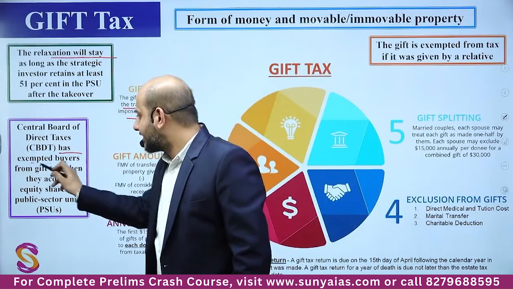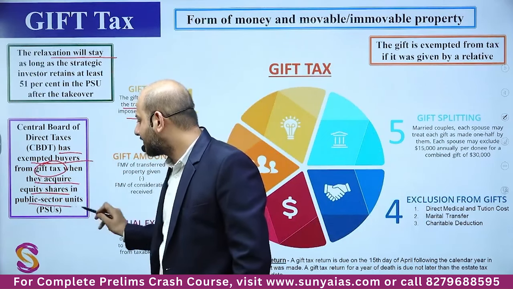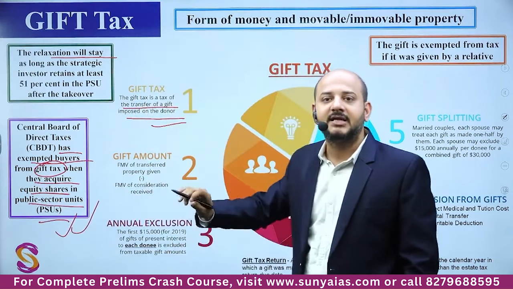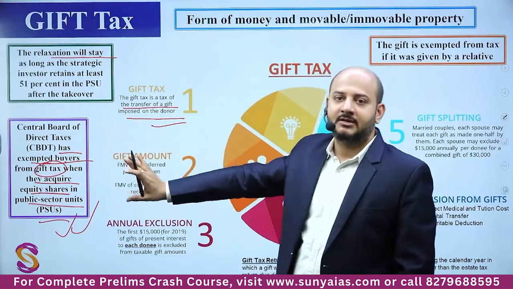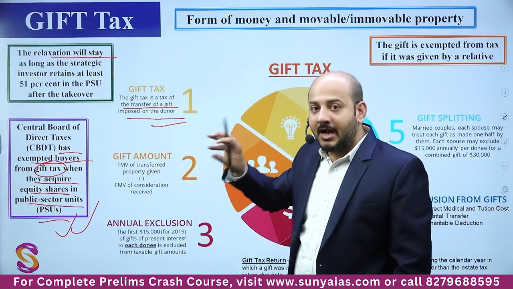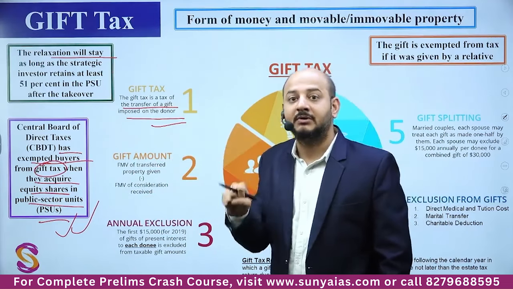CBDT has exempted buyers from gift tax when they acquire equity shares in public sector units, PSUs. But kab tak? Aisa nahi hai ki government ne usko strategic disinvestment ke naam pe bahut zyada, you know, diluted its equity. Okay, unless and until the government is the owner. It means that 51% equity should be with the government.